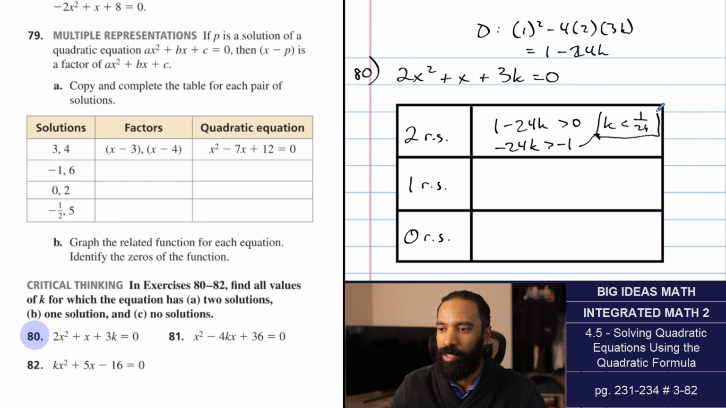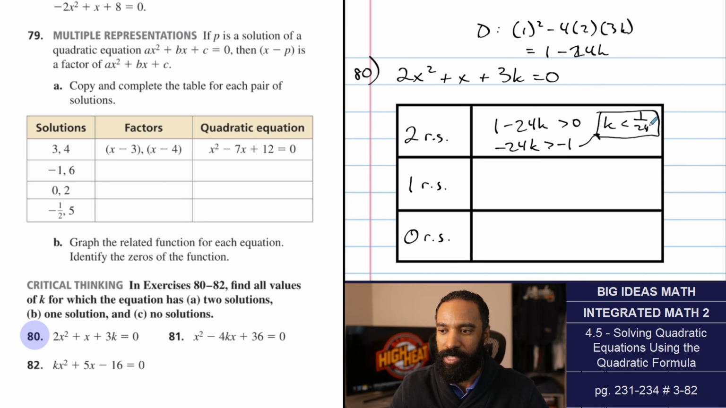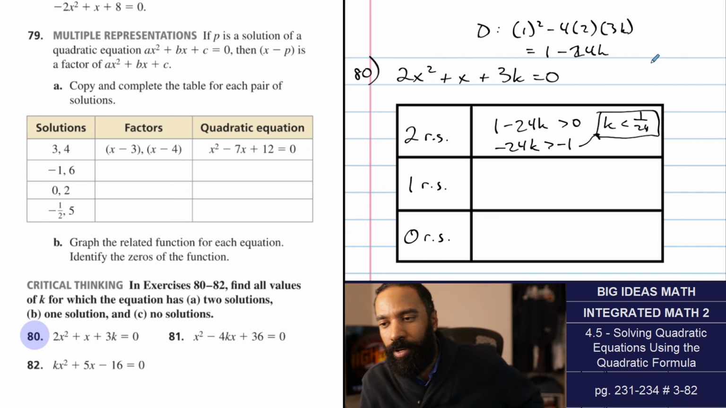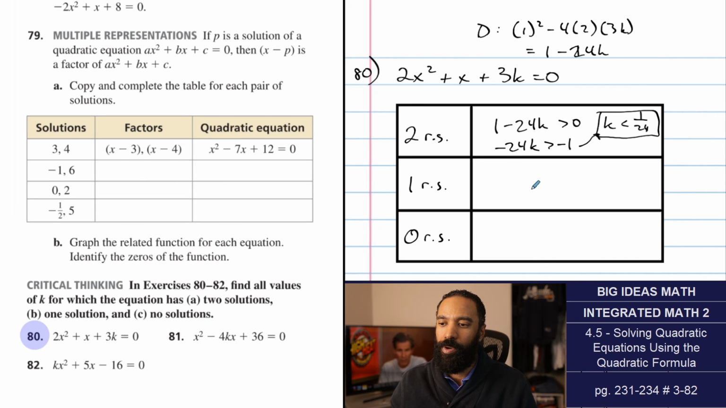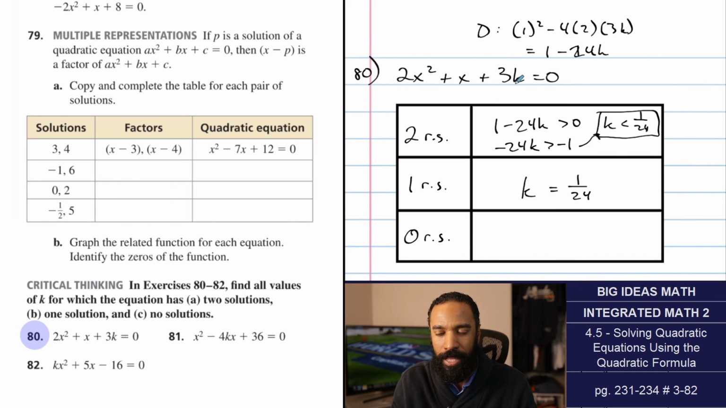Is that right? Do they say find all values of k? So this time we actually write them as inequalities. So k has to be less than 1/24. That's all I got to put, and I'm good. Now, for 1 real solution, k has to equal 1 over 24, interestingly enough. Now, remember, it's 3 times k, but that still makes it 1/8. Okay, so that works out. And then for this one, k has to be greater than 1/24 for that.